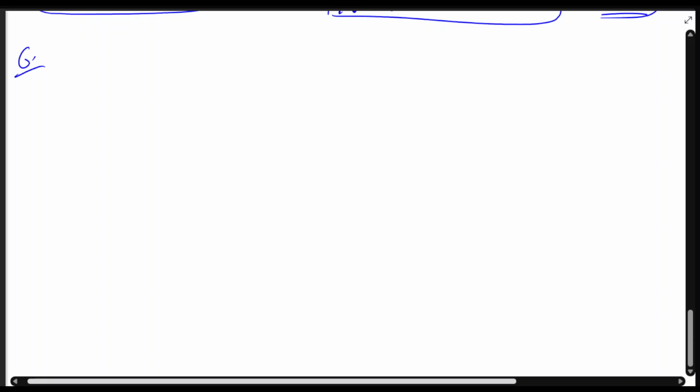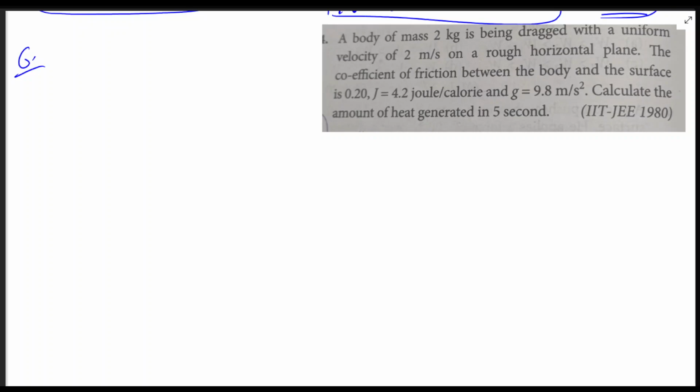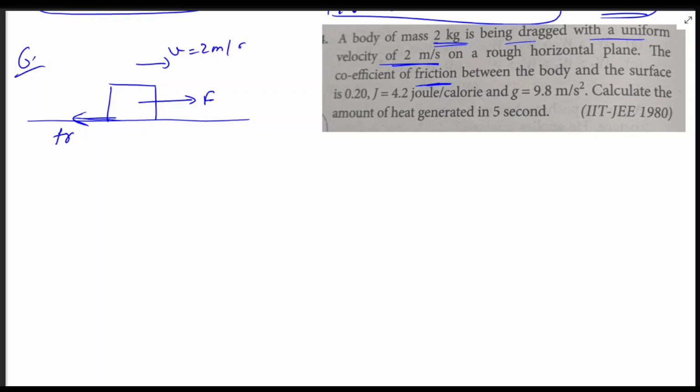Okay. So this is our sixth question. We have a mass of 2 kgs being dragged with a uniform velocity on a horizontal rough plane. If it is moving horizontally on a rough plane, there must be friction, right? So friction will be acting in this direction, so I have to apply a force in this direction. Now the velocity is constant. Why is velocity constant? Because net force must be zero. So F must be equal to friction, right? Let me write it as a small f.